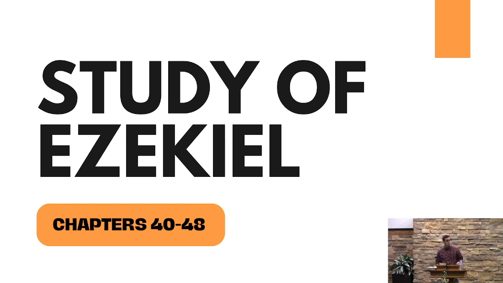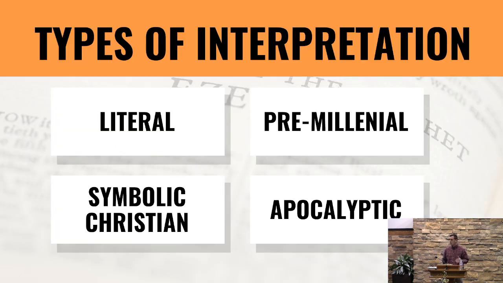Before we even get to 40 through 48, we need to talk about the different types of interpretation that people have applied to this section. So, the first is literal. We'll talk about the strengths and weaknesses of the literal interpretation. Next is the premillennial, or dispensationalist interpretation. And then symbolic Christianity. And finally, apocalyptic. Slight spoiler alert, this is the approach that I will be taking this morning. But we will also talk about the strengths and weaknesses of each.